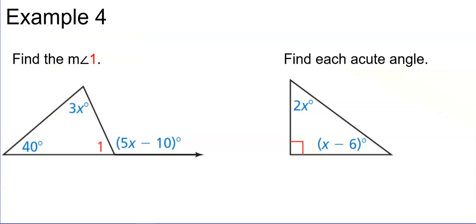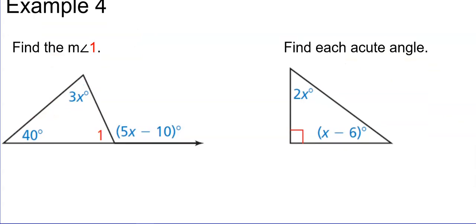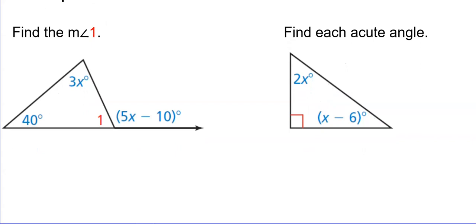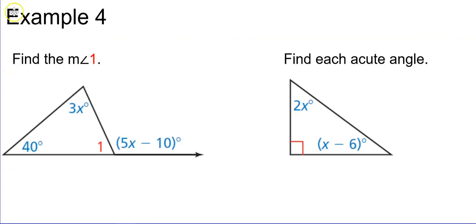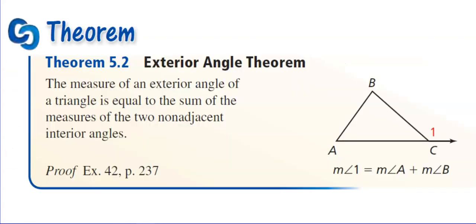Okay, now, what we know here is that this angle 1 plus 3x plus 40 equals 180 degrees. Also, I just realized something went wrong. This skipped a slide. I don't know how that happened.